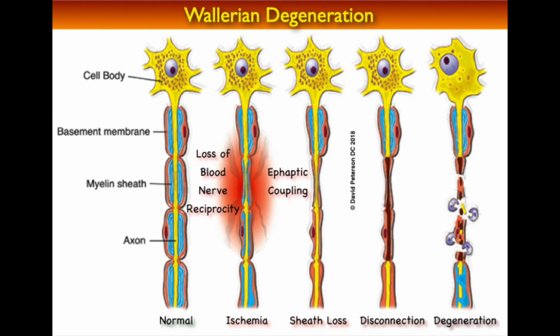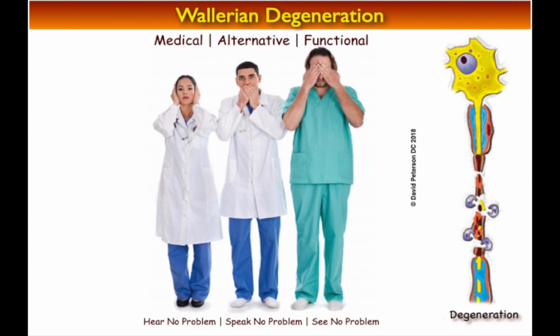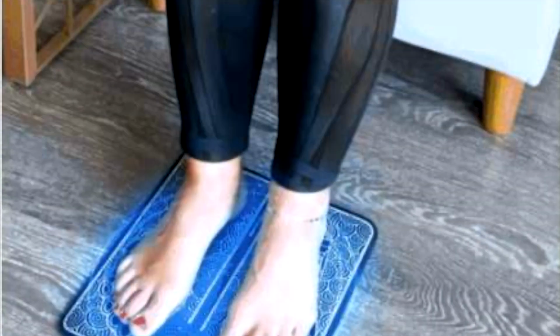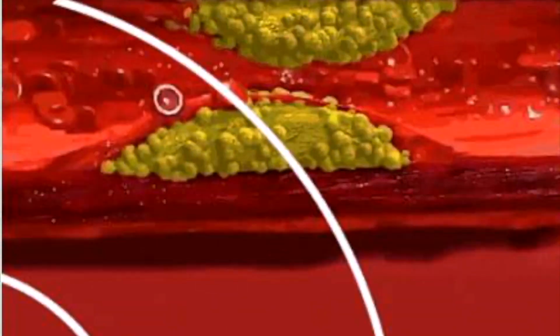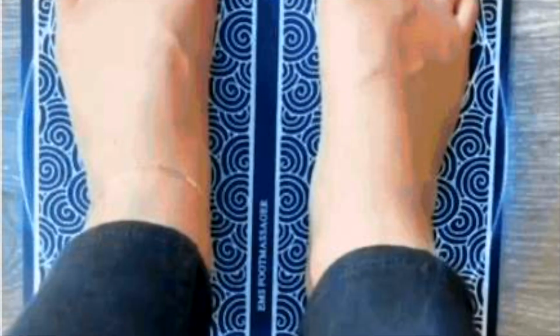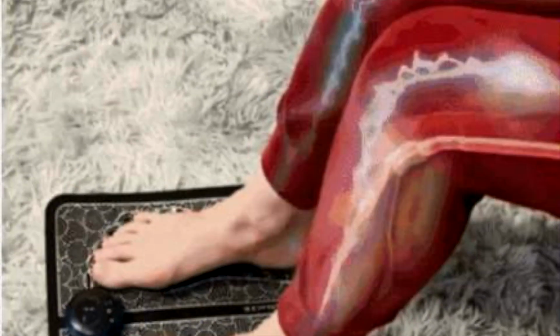From a medical and functional neurology perspective, Wallerian degeneration occurs after the myelin and axons along the length of a nerve below a traumatic lesion are completely disrupted. Essentially, they hear no, speak no, or see no problems until the worst case is achieved. The need for oxygen and glucose is rarely considered. The treatment is nerve stimulation, which requires oxygen and glucose for the stimulated nerve.